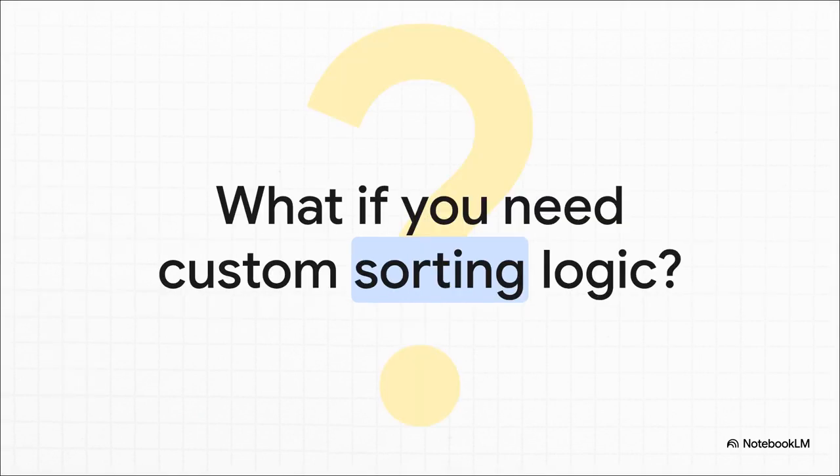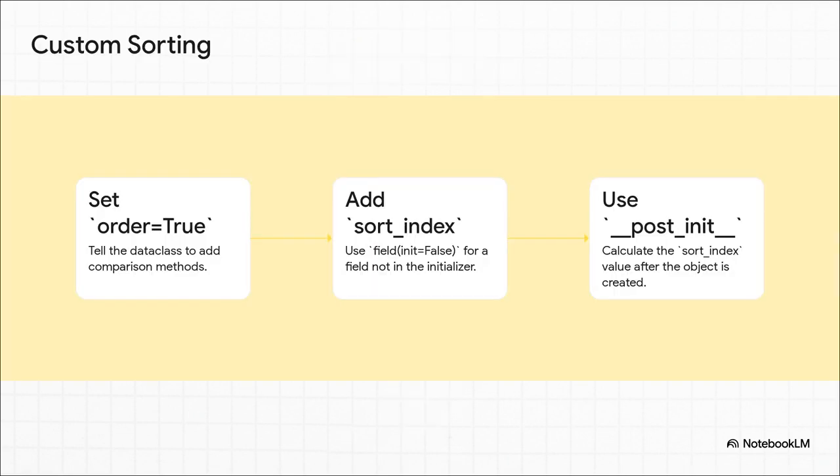All right, here's another common situation. What if you need to sort your cards? If you just set order equals true in the decorator, it's going to sort them alphabetically. That means ace would come before king, which, well, that's not how most card games work, is it? The solution here is really quite clever.